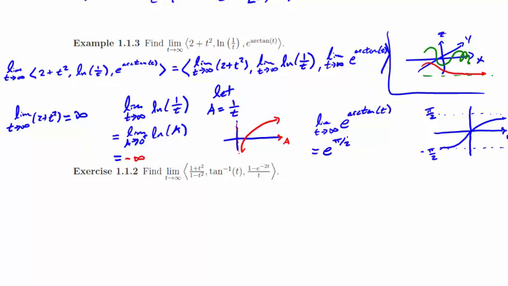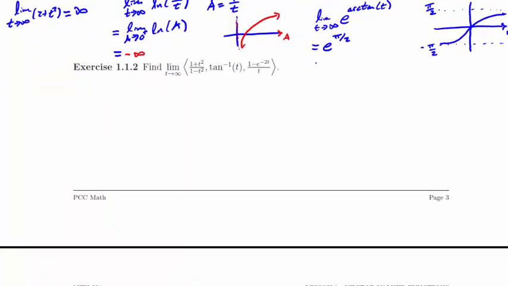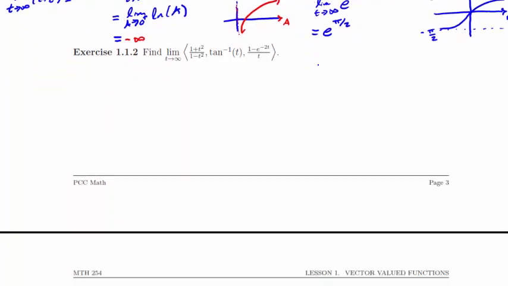E to the pi over 2, we could get a decimal approximation, but we don't want to. We want to leave it in a nice exact value here. So our answer then is infinity, negative infinity, and e to the pi over 2. And that's it. So you guys go ahead and take a moment to do the following exercise, 1.1.2.